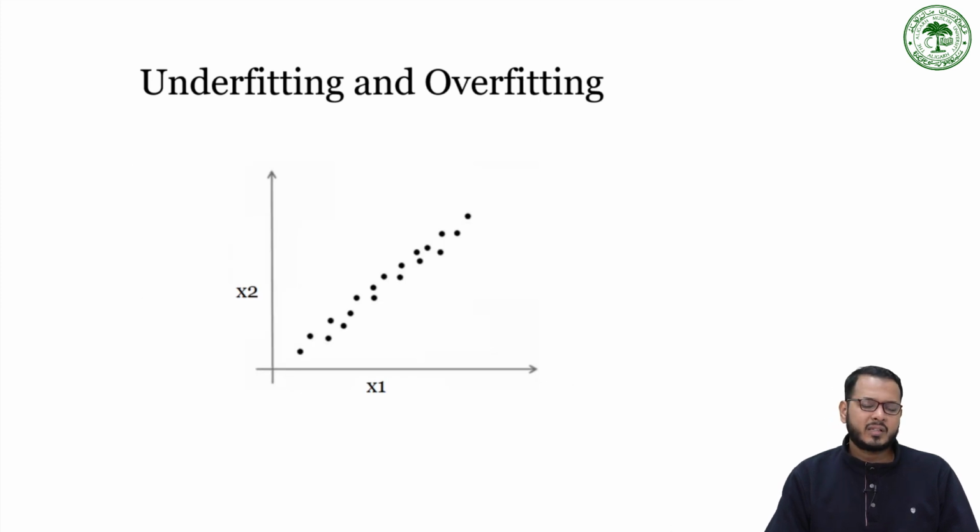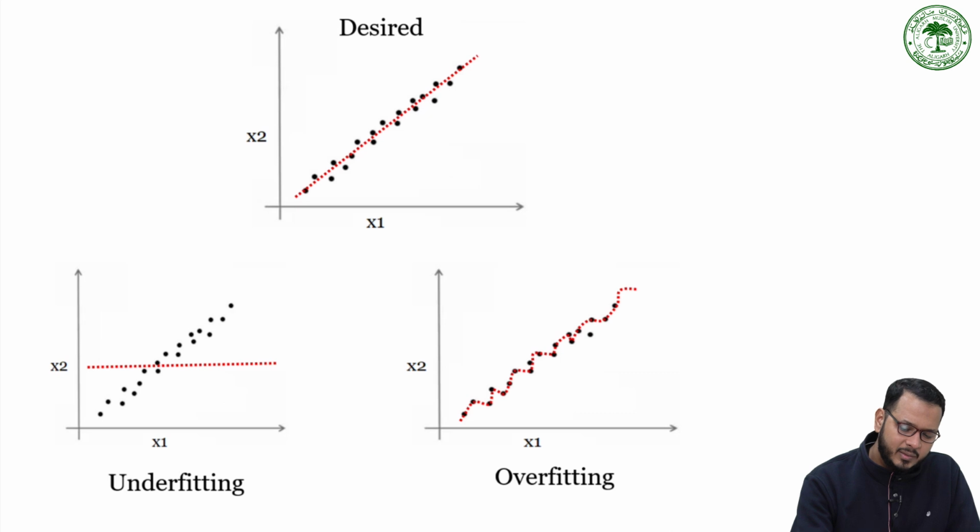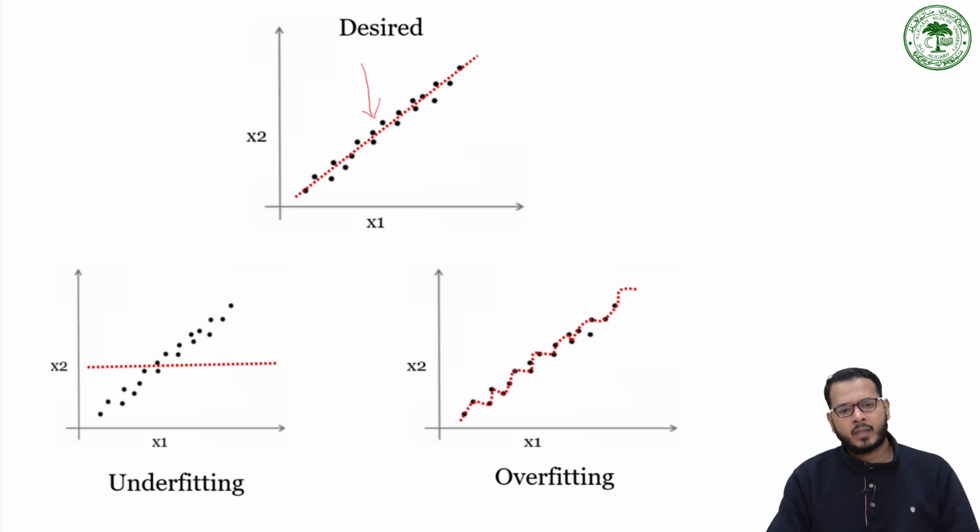So, what is the objective during the training process? If we consider this data set where the relationship between x1 and x2 seems to be linear, the objective is to identify the type of relationship between these two variables, and the desired relationship we want to identify is this line. But we might find ourselves in these two scenarios which are given below.